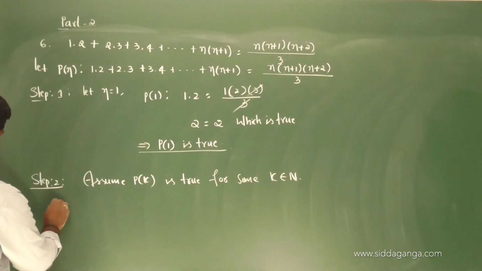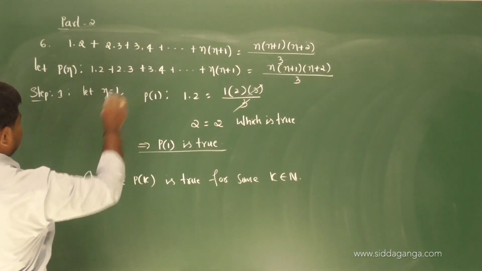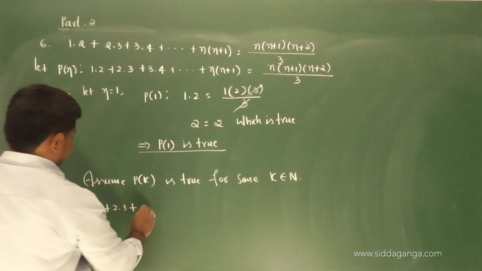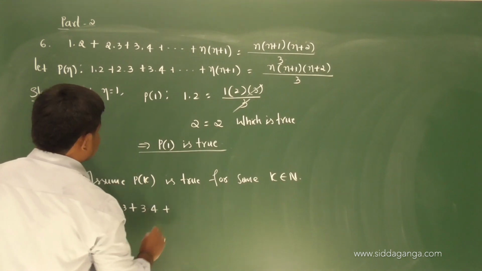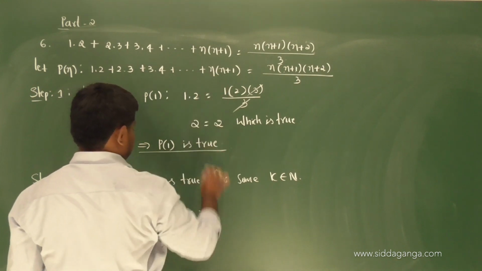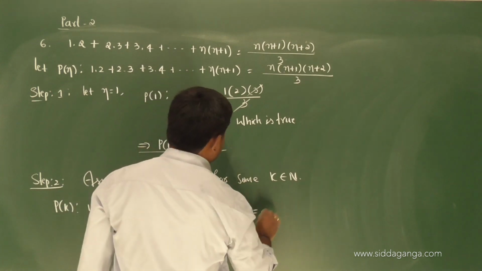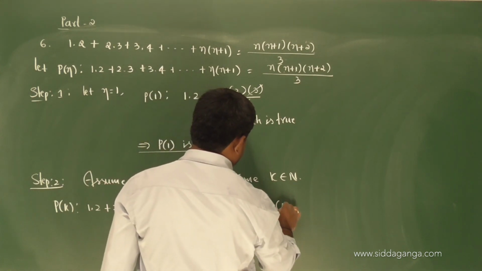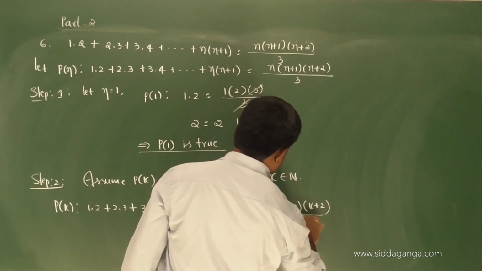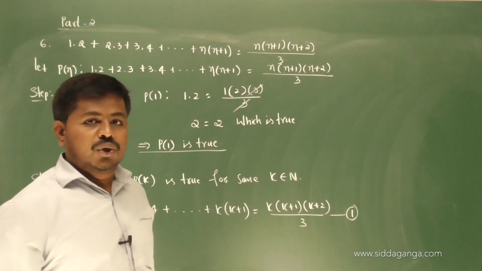That's what you write, P of k. P of k is what? Same as it is, right? 1 into 2 plus 2 into 3 plus 3 into 4 and so on. So this is for k natural numbers: k into k plus 1 is equal to, so answer should be what? k into k plus 1 into k plus 2 by 3. Take it as equation 1, and this is what we assume to be true.